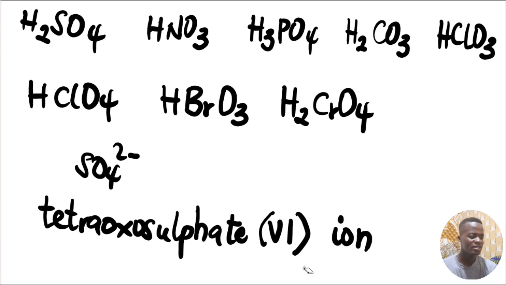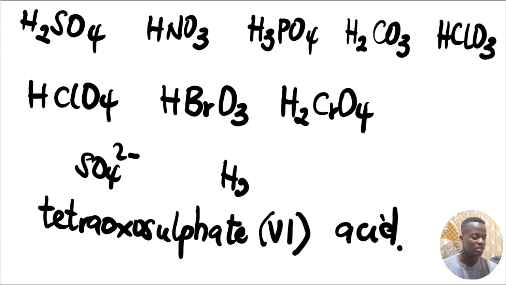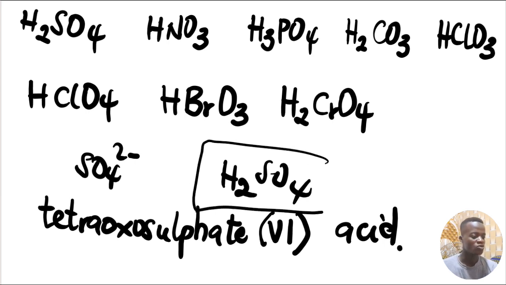The only thing you have to do is to replace the ion that you add at the end with acid, and you are done. So H2SO4 is named like this. You take the anion part, name the anion as if you are naming the anion, and instead of adding ion at the end, just replace it with acid. So you have tetraoxosulfate(6) acid. That's the name for this oxoacid.